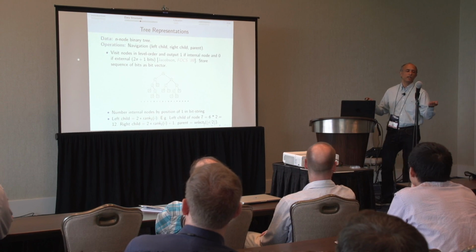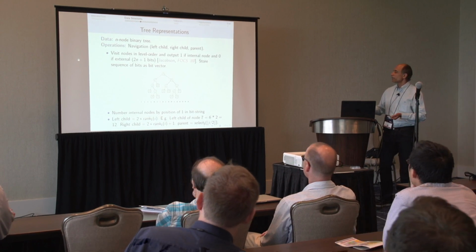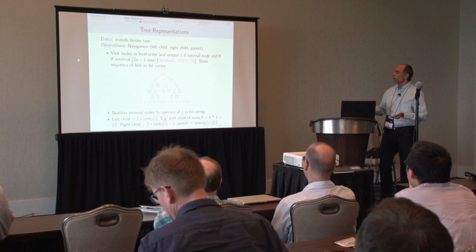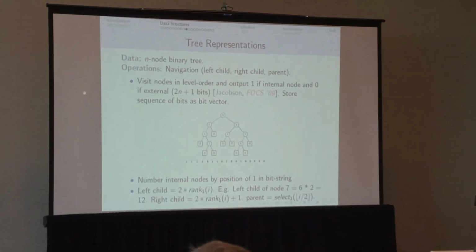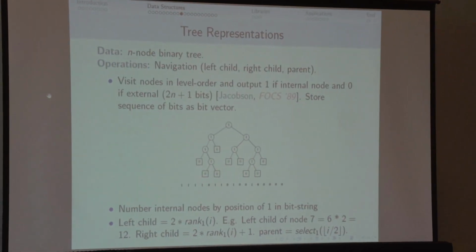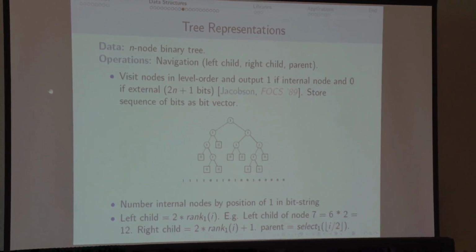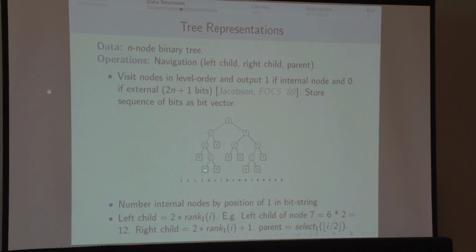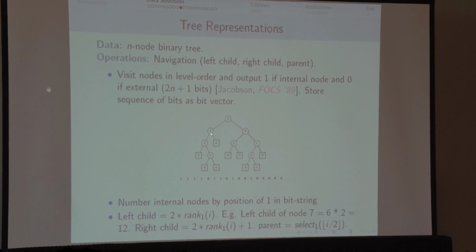If you spend a little bit of time, you'll see that this is a unique encoding of the tree. And if the binary tree has n internal nodes, the n red circular ones over here, then it has n plus 1 external nodes. So this entire encoding takes 2n plus 1 bits, which is only a very small additive factor away from the lower bound. And it's also not very hard to see that navigation operations are basically just rank and select.